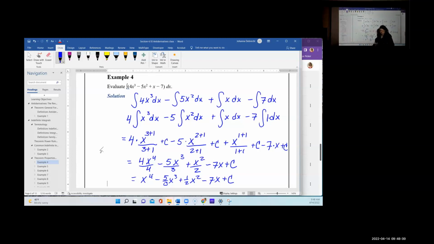I have a question. Okay. So for the terminology for the integral, you said the argument of the integral is the integrand. So that'd be our 4x cubed minus 5x squared plus x minus 7. That's the integrand. Okay.